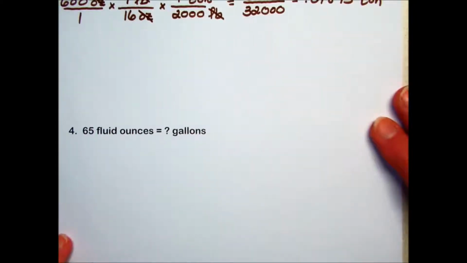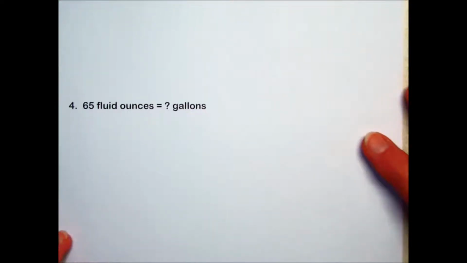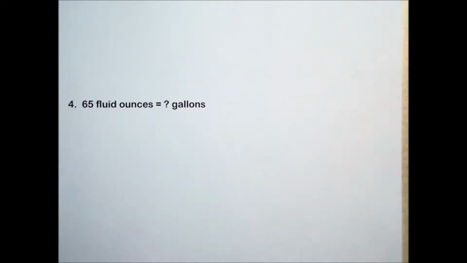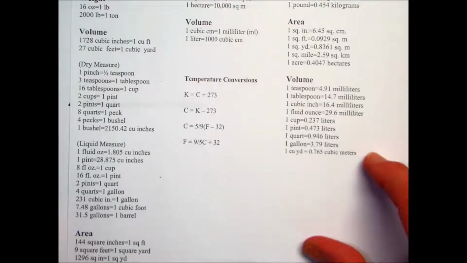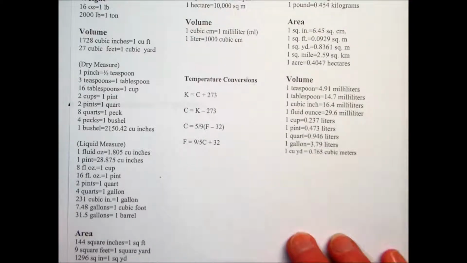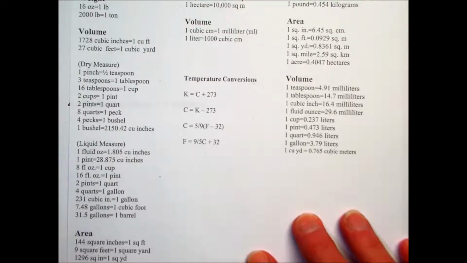The next problem that I want to look at is problem number 4. They're asking us to convert 65 fluid ounces into gallons. Again, if there was a single relationship between the ounces and gallon, we'd be all set. But if we're relying on the information here on our table, we're going to be in trouble. We're going to have to use more than one conversion factor.